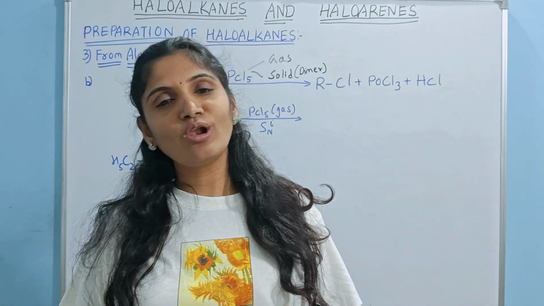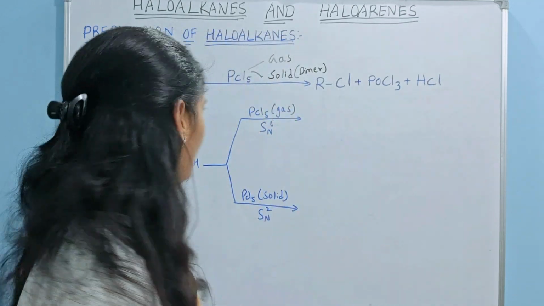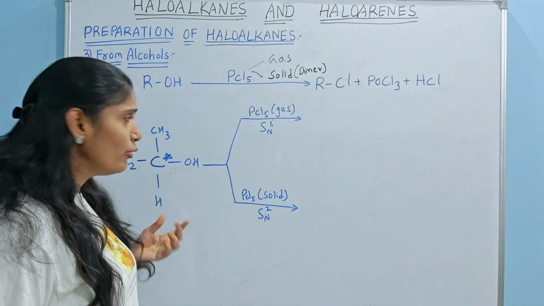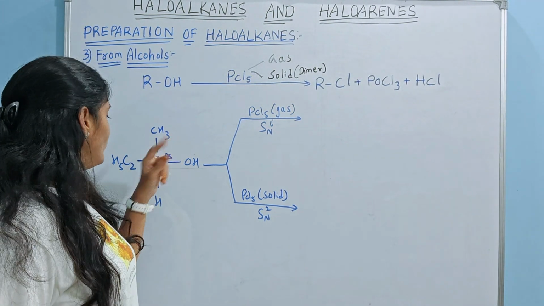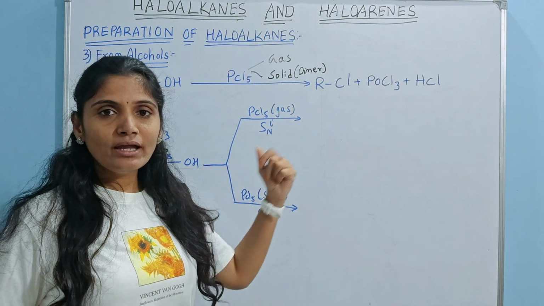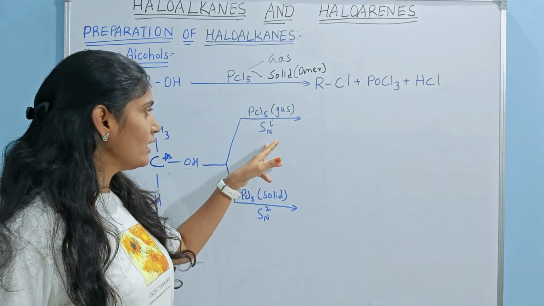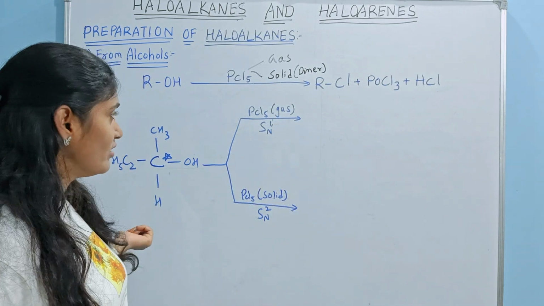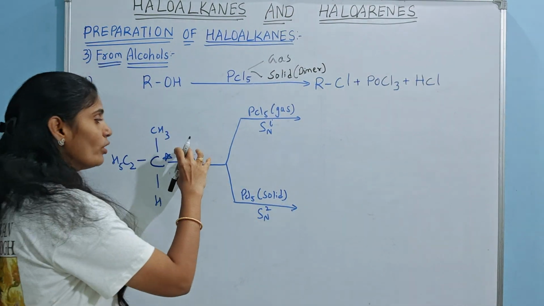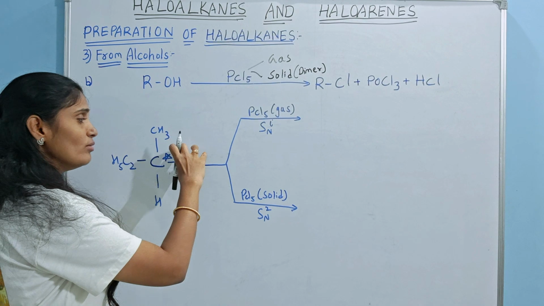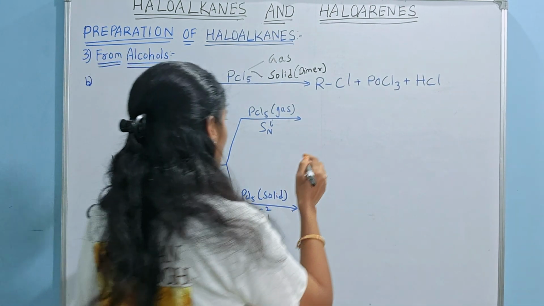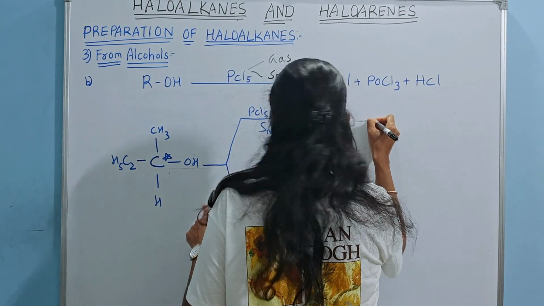Now let us take a chiral alcohol to understand the mechanism better. So I have taken a chiral alcohol where my carbon is surrounded by 4 different groups. One side with ethyl, one side with methyl, one side with hydrogen, and the other side with OH group. Now when we go with PCl5 being in gaseous form, I just explained it will be the SN1 mechanism. If it is the SN1 mechanism, I should get the retention product. So Cl minus substitutes OH, and Cl minus will attack and stay on the side where OH was. So what will I get? I get the retention product here.